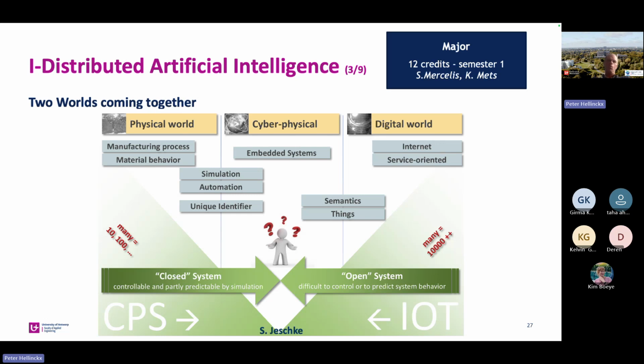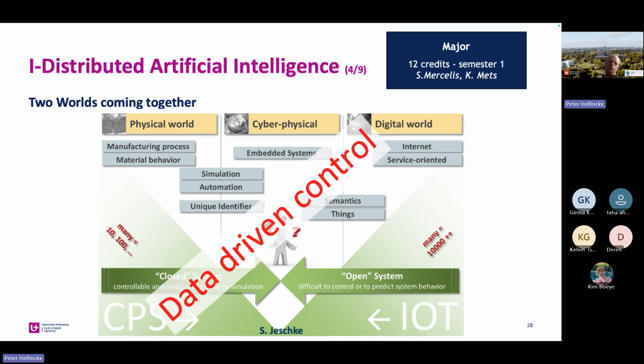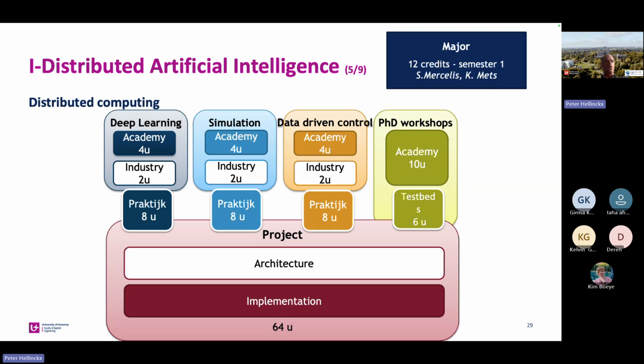You have the global information of IoT, you have the very complex and constrained information of the cyber physical systems. The intelligence comes together in the middle, and based on all information, with different characteristics, we evolve towards data-driven control, and that is what we want to do in a distributed environment. Also, this course works on different modules. So there will be a deep learning module, there will be a simulation module, a data-driven control module. PhDs from the different research teams working on those things will show what they are doing.